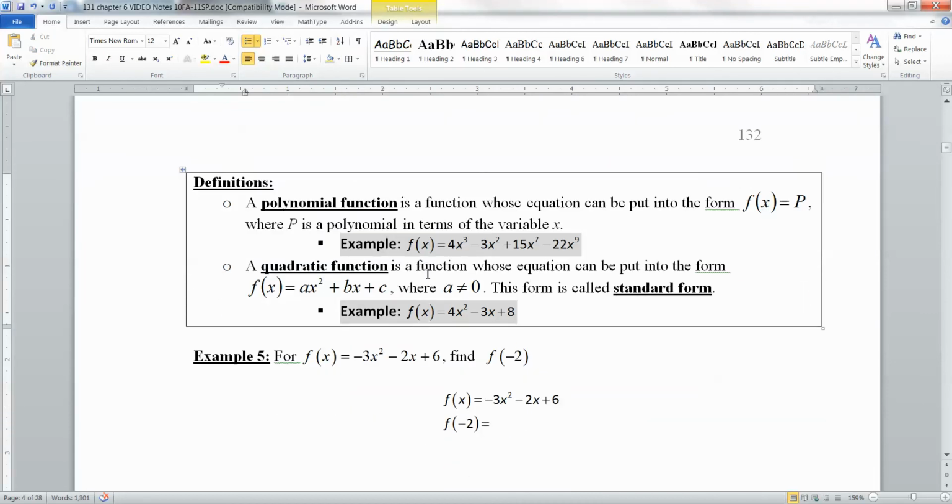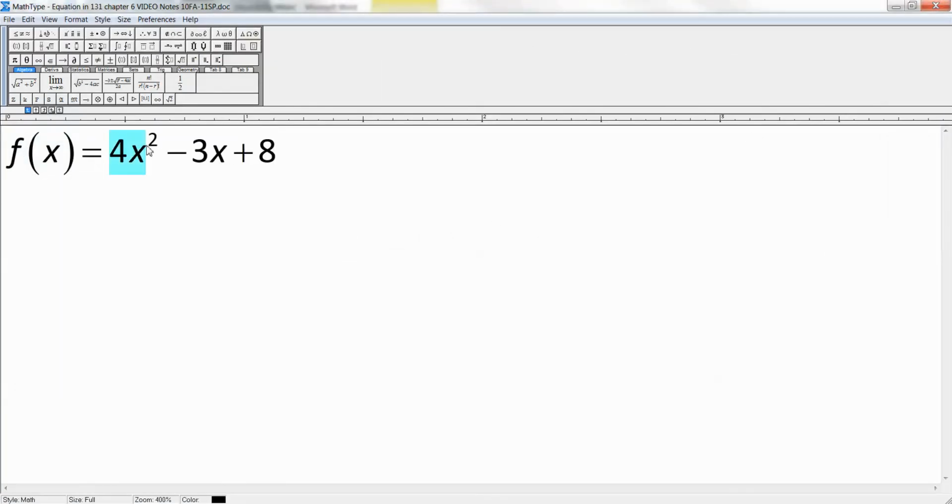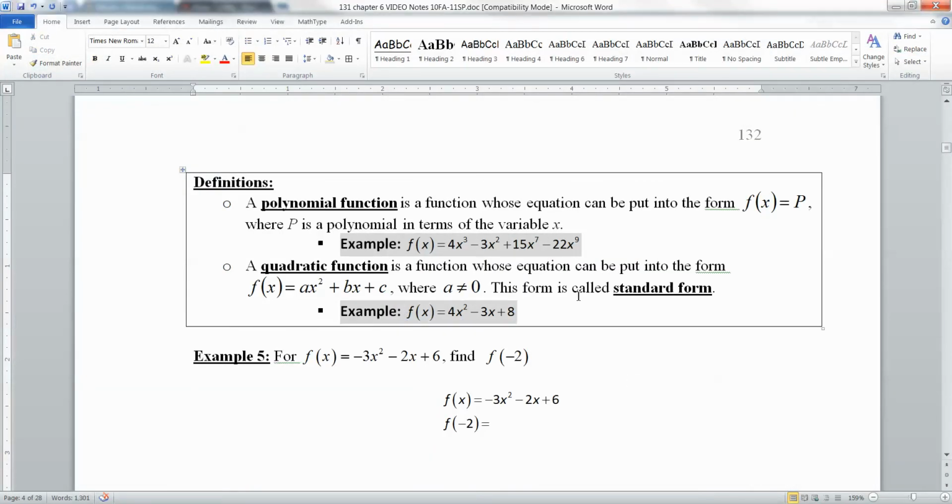It's a polynomial function that's of degree 2. And if it looks like ax squared plus bx plus c, in this case b is negative, that's fine, that's called being in standard form, where the x squared goes in front and then the x and then the number.